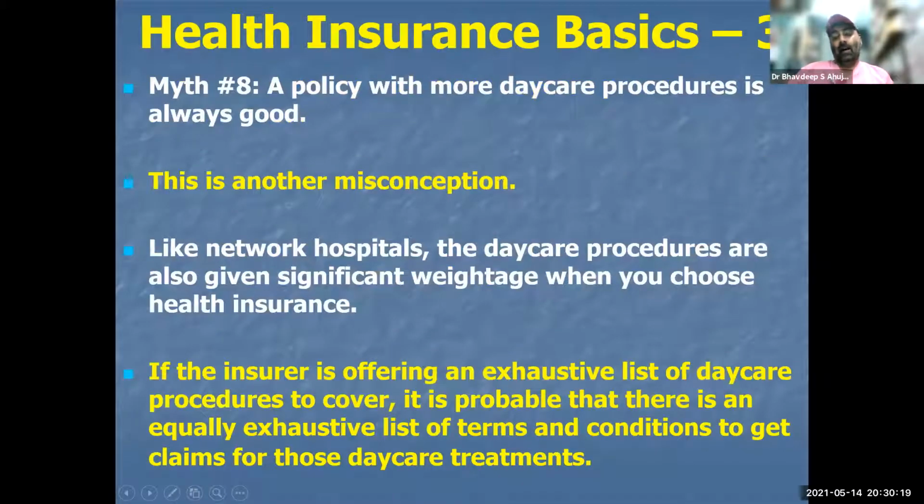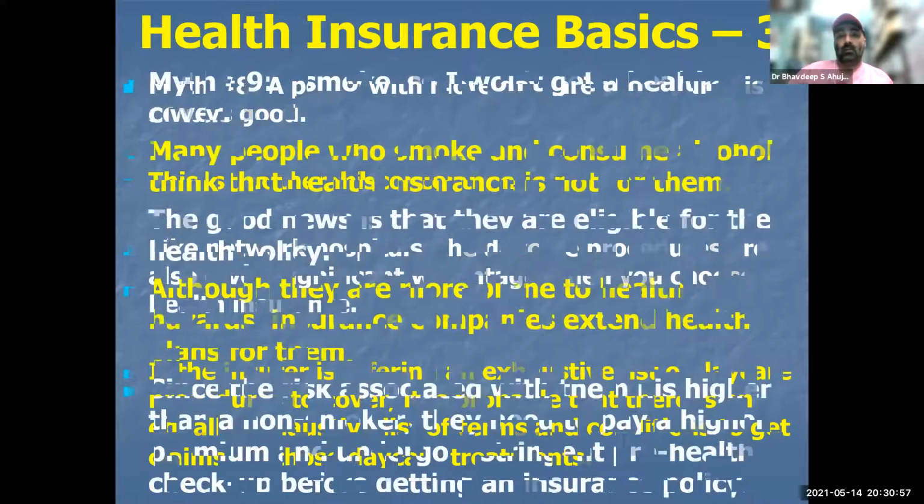Then myth number 8, a policy with more daycare procedures is good. I discussed this aspect in respect to network hospitals. Somebody has a list of 6,900 hospitals, somebody has a list of 7,000 hospitals. Maybe those 100 hospitals which are missing are actually the good ones. So it is all a misconception. Quality does matter as well, along with quantity. If it is a reputed company, surely your city's good hospital would be in that list. Usually these days, any corporate hospital will not survive because of lack of work.